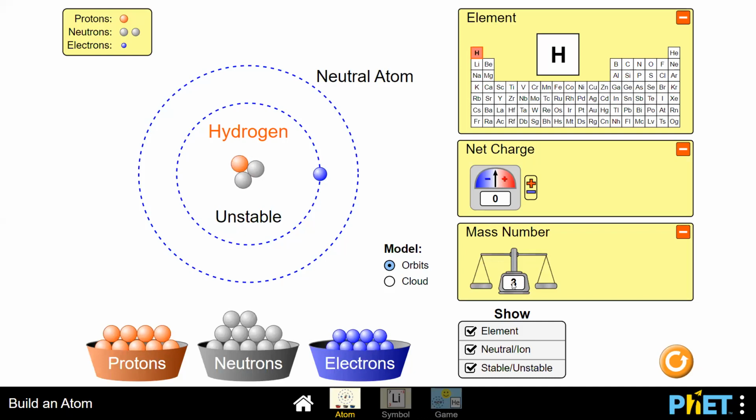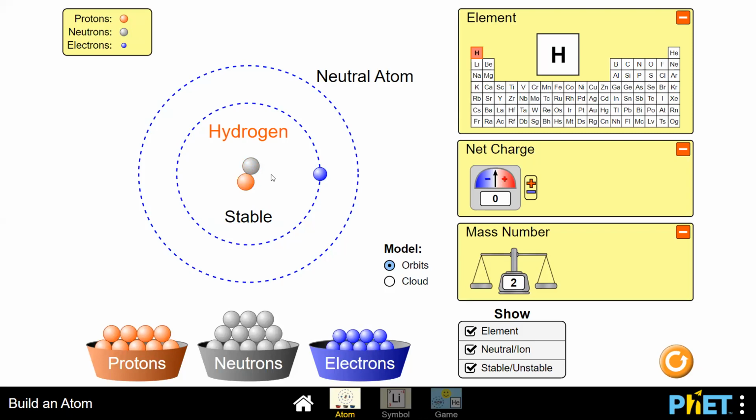Notice the mass number is 3 because we have 3 particles, and each of them is considered to have a relative mass of 1. So this will be unstable because you have 2 neutrons and only 1 proton. All right, so that's how the stability works.